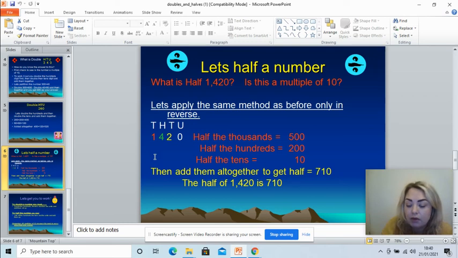So half of 1000, you could do your doubles if that helps you, would be 500. Half in the hundreds would be 200, because half of 400 is 200. Then half in the tens would be 10, because half of 20 is 10. Then we need to go through it and add them all up. So if you write it like this, you'll have your column addition ready to go. And we work from the units into the tens, into the hundreds, and it would give us 710.